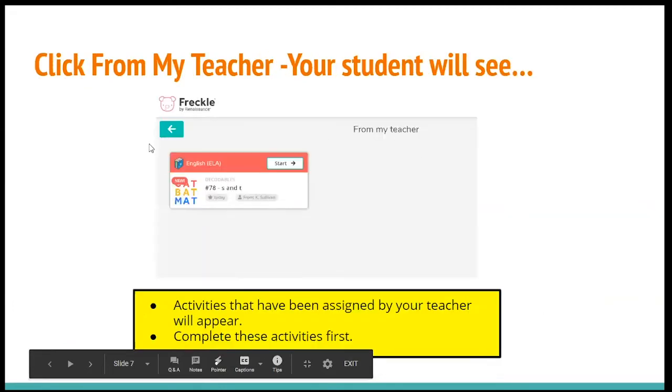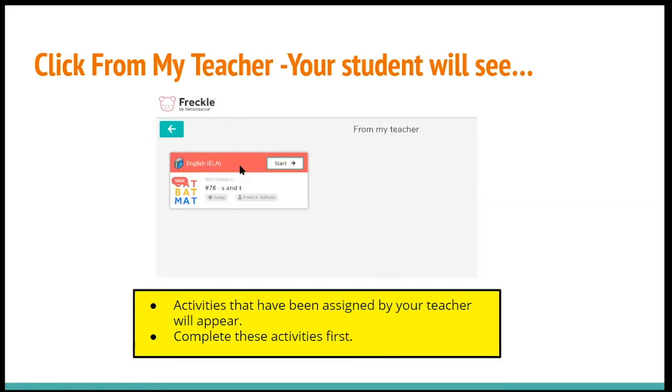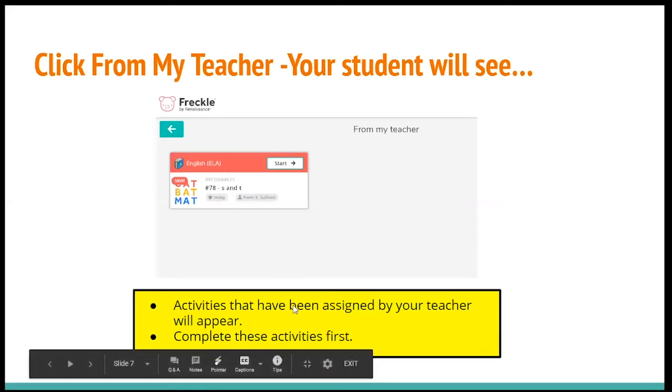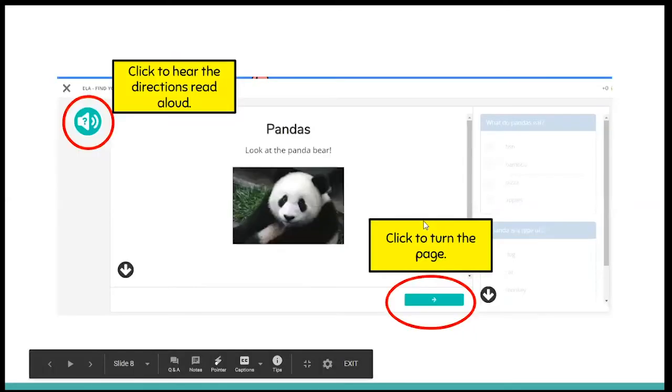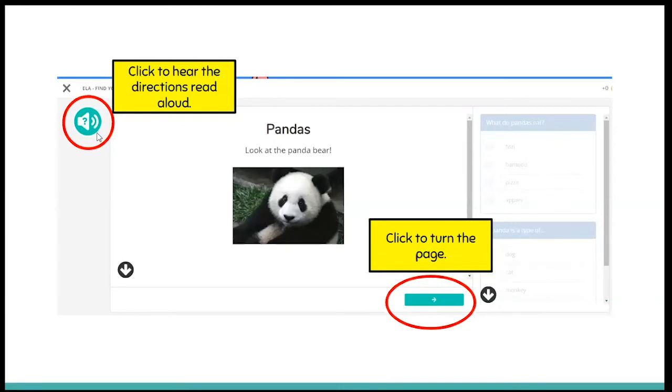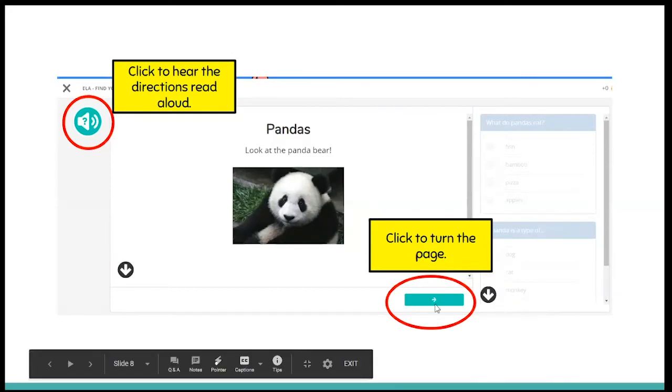And then this last page kind of gives you what it would look like for the students. So they have the ELA. They would click the start, and it takes them into the activities that have been assigned by the teacher. And then you always want to have your student finish those first. And then they'll say that there's extra things that they can do as well. And then there is a spot where they can click to hear the directions read aloud. So if they're not sure what it says, they can click that. And then they click to turn the pages right here. So it works them through the system.